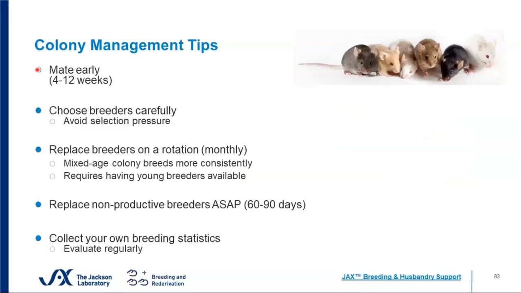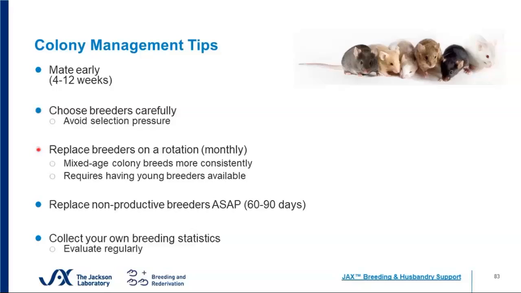But mate your mice early, by 4 to 12 weeks of age. Choose your breeders carefully so that you avoid any sort of selection pressure. You may think that if this one breeding pair breeds better than average in your colony, using their pups as breeders might be advantageous to improve the breeding performance of your colony. It may do that, but you may accidentally select for something else or select against the trait of the phenotype of your colony. So it's best to really just randomly select your breeders.